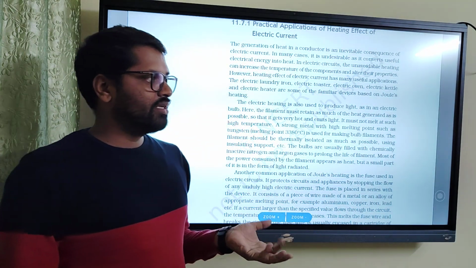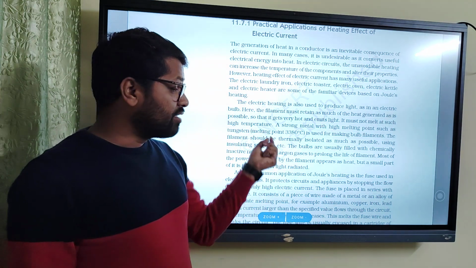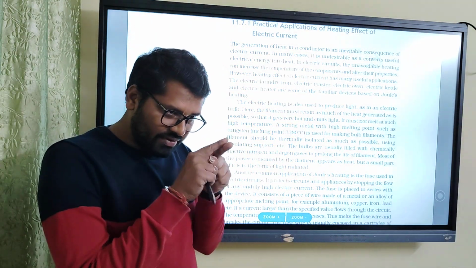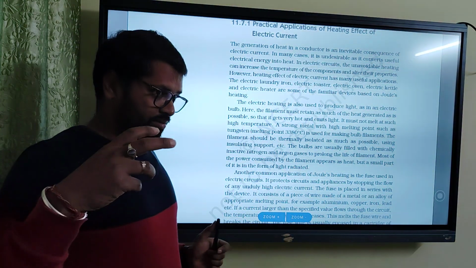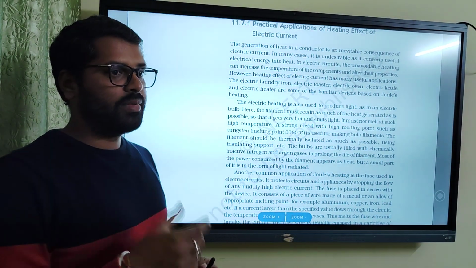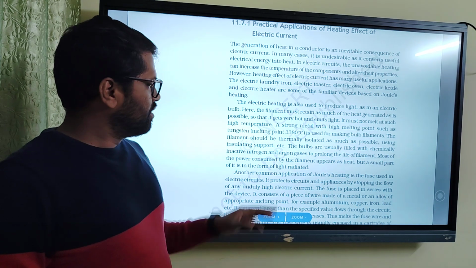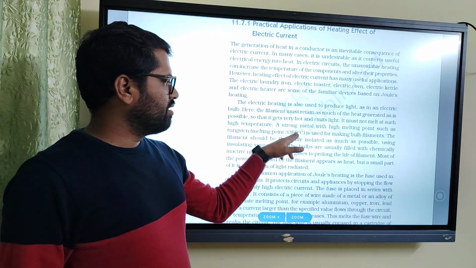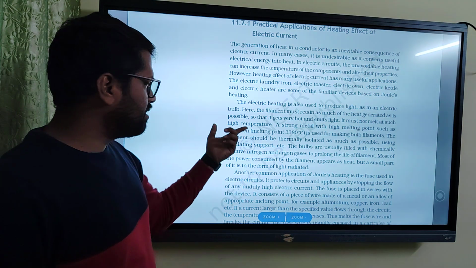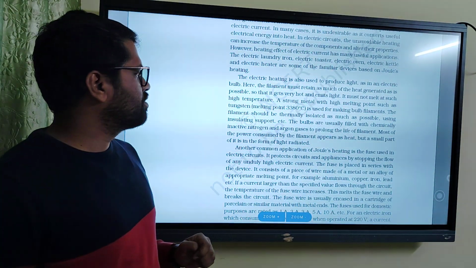Earlier days, now the LED is coming. Earlier days what were we using? Filament bulb. Now also many people are using it. In that, they use tungsten. That filament you are seeing. What will happen? The electricity will go, it will get heated and it will burn. Burn means it will give you light. So 3380 degrees Celsius, that's why they use this for filament. Understood?